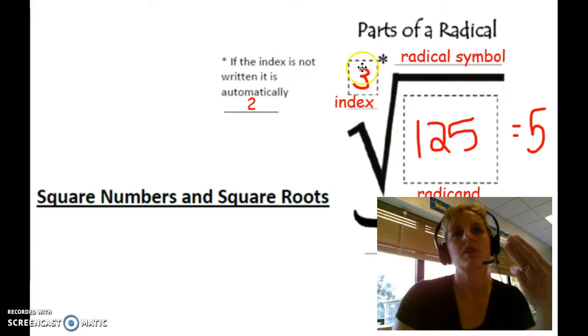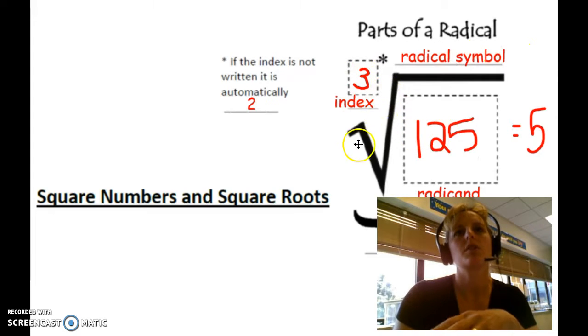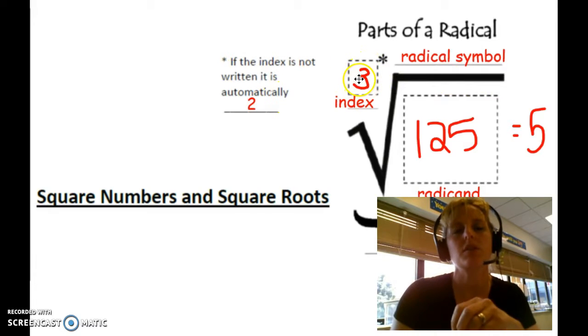In this case, it would be a third root because we have an index of 3. So just label index, put this example in there. This again is the radical symbol. It is important to note here, though, that if you do not have a written index, it is understood that it's automatically a 2, that you're looking for 2 matching factors.